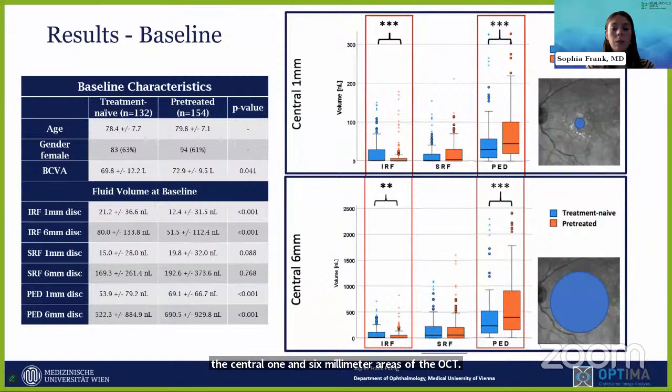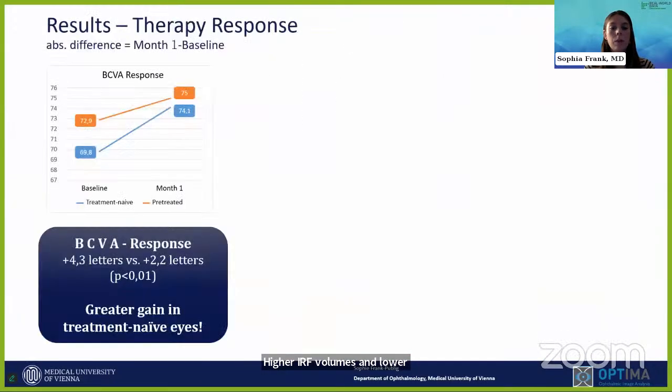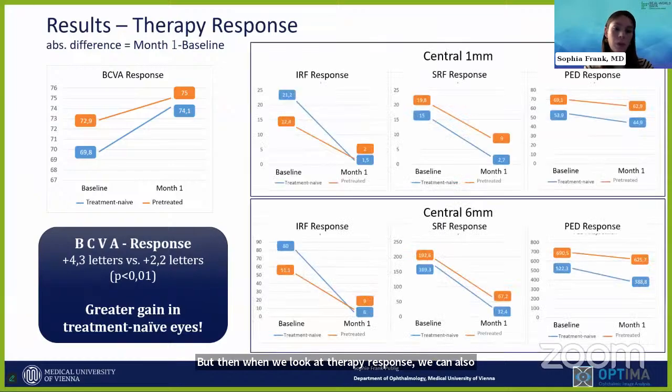So when looking at the baseline results, we can see that the treatment-naive patients had actually a lower BCVA, higher IRF volumes, and lower PED volumes. But then when we look at therapy response, we can also see that we had higher gains in BCVA in the treatment-naive group compared to pre-treated eyes, with around 4.3 letters gain compared to 2.2 letters in pre-treated eyes.